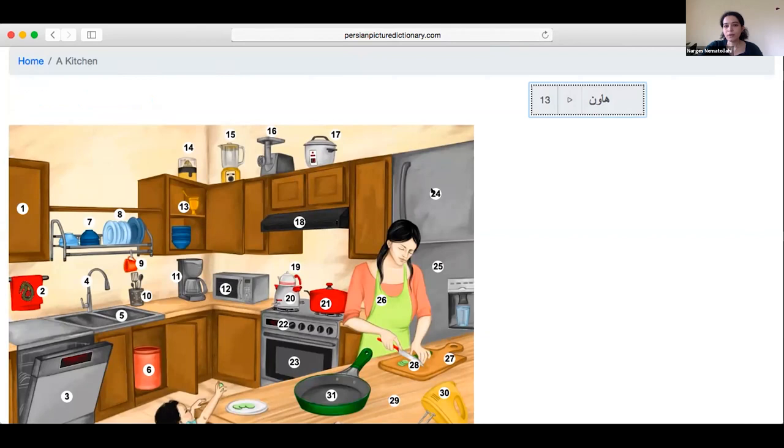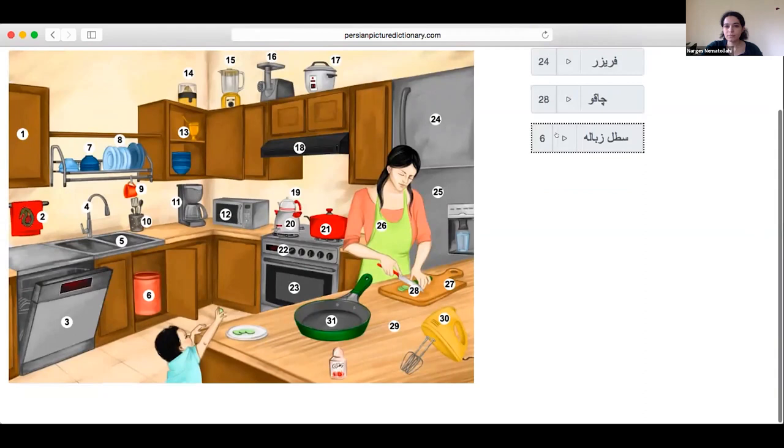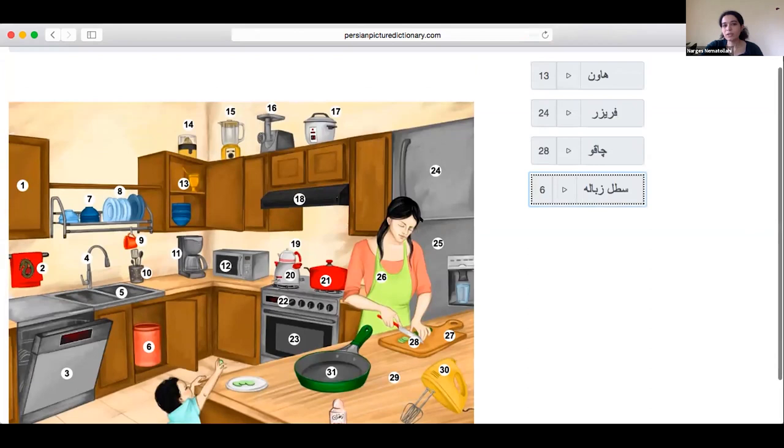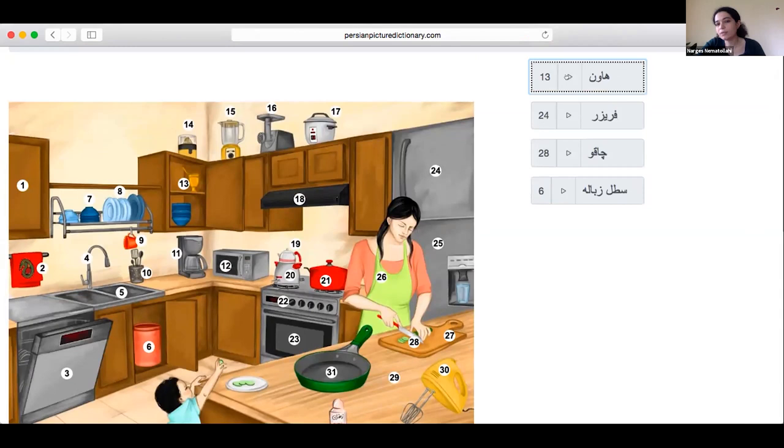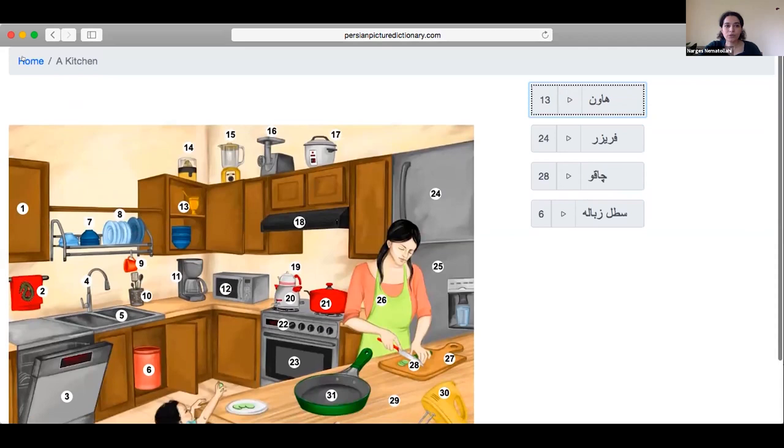Or then if you click on these, you have Freezer. Or any of them. If you click on something that you have already clicked, it only shows that it is on the list, and then you can listen to the pronunciation again. So that is for kitchen, for example.